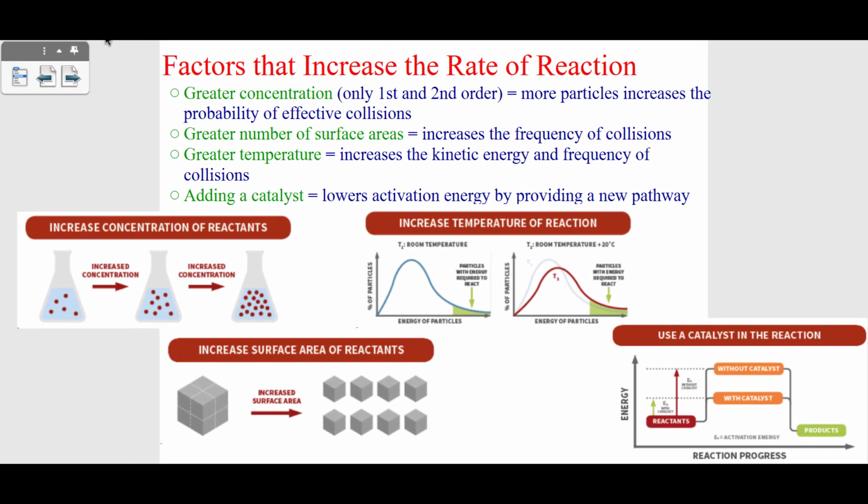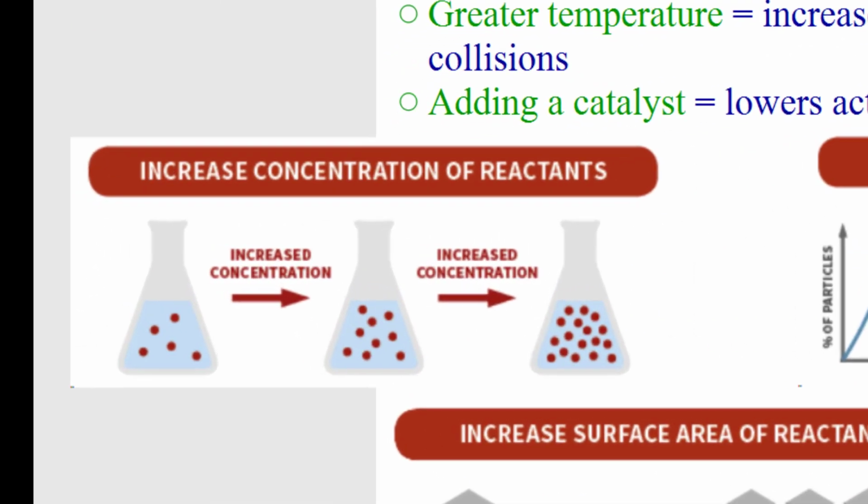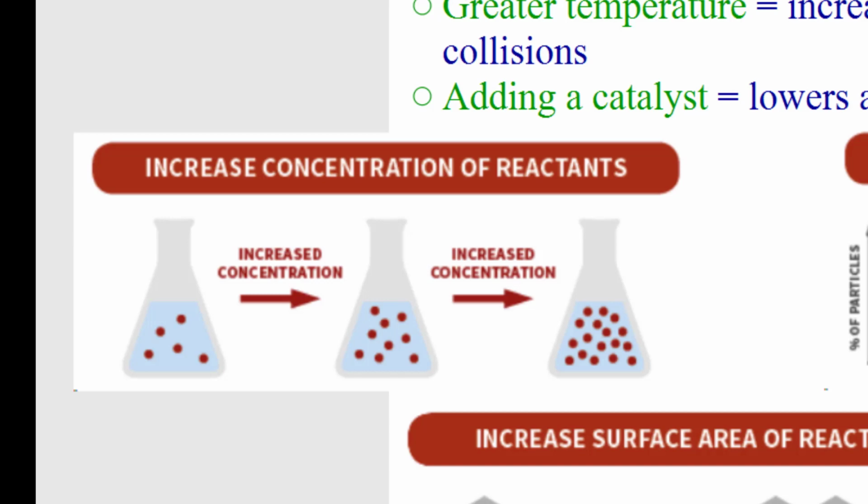Well, there are about 4 main factors that help to increase the rate of the reaction, to make the reaction go faster. The first is greater concentration. Now remember, for zero-order reactions, you pump more concentration in, nothing's going to happen. It's to the 0 power. So this only works for first and second orders, and if you have more concentration, there's more particles that increases the probability of effective collisions. Remember, rates of reaction, how fast a reaction occurs, is all about collisions.